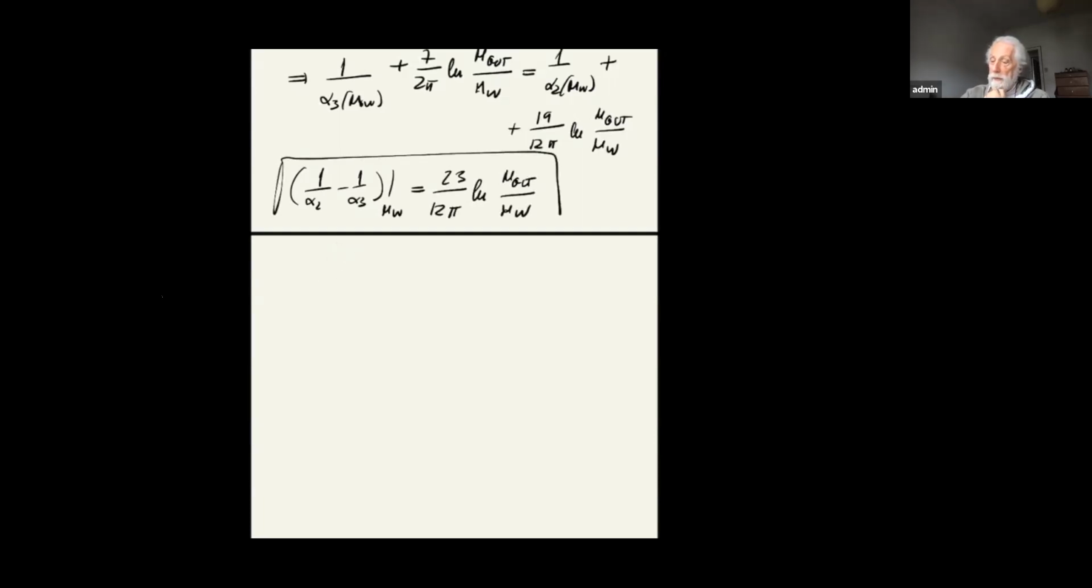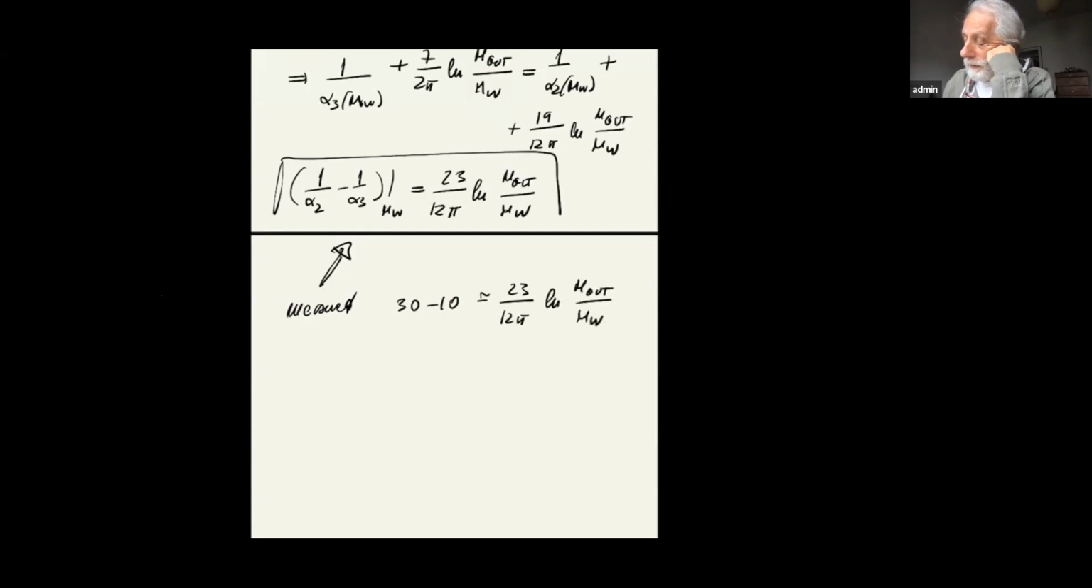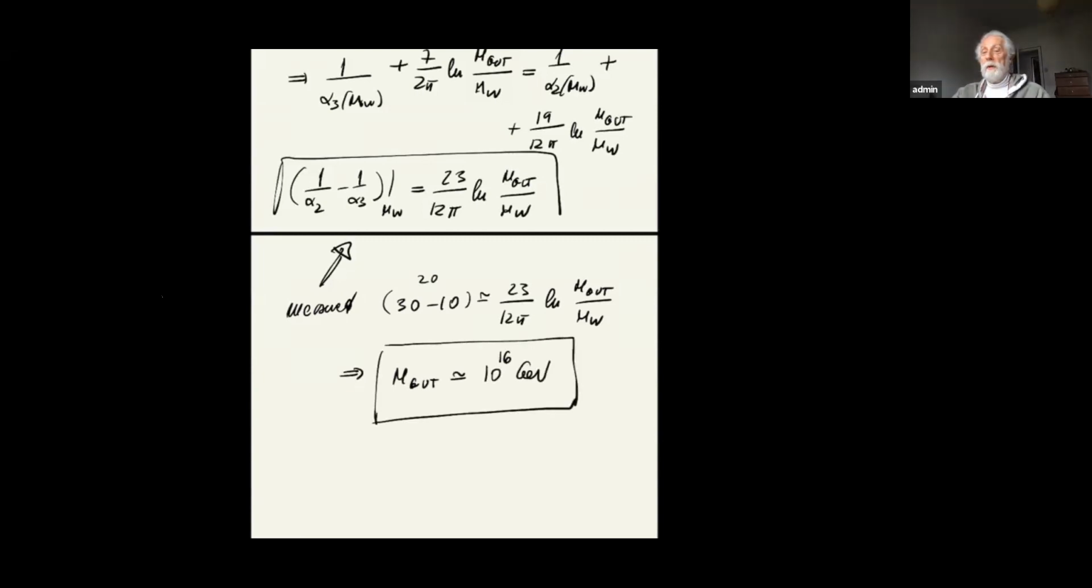But I know these things on the left-hand side. This is the great work of Georgi, Quinn and Weinberg. This is measured. And it's roughly, remember, 1 over alpha 2, sorry, is 30. 1 over alpha 3 is about 10. So what you get is 30 minus 10 roughly is 23 over 12 pi logarithm MGUT over MW. This is 20. Anyway, you get that MGUT, I hope I didn't, is about 10 to the 16 GeV. An extraordinary prediction.